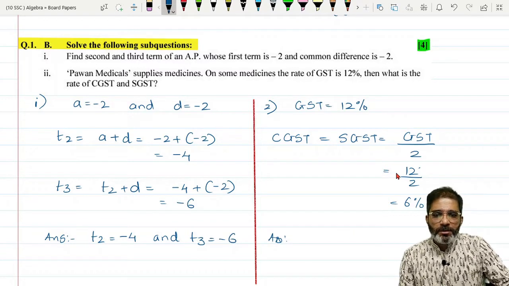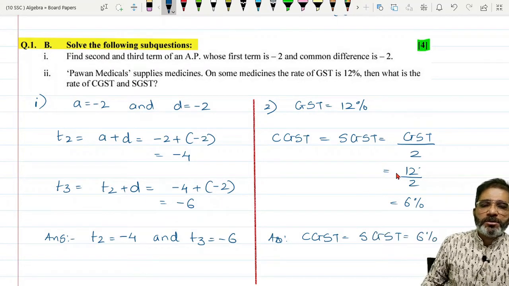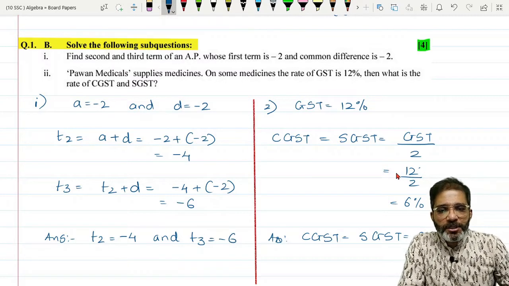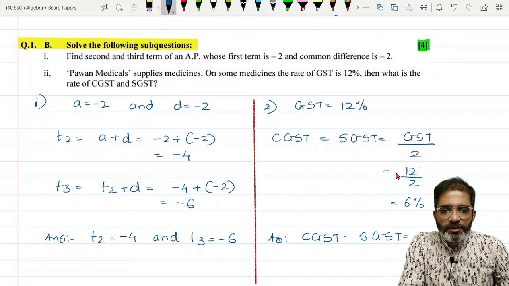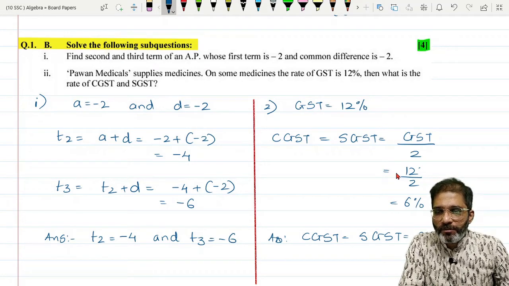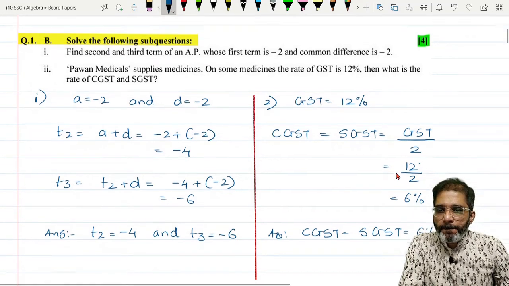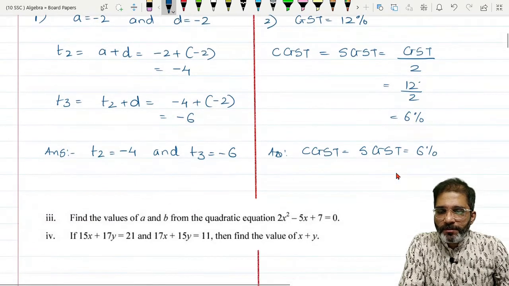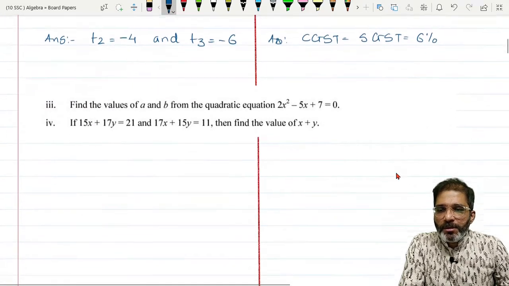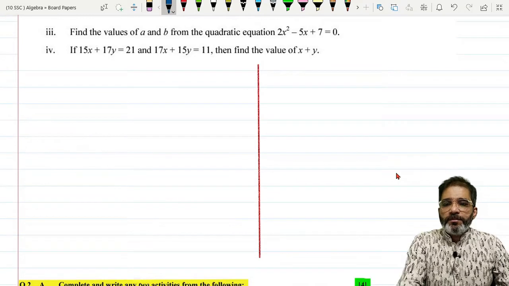Let me write properly. CGST and SGST is nothing but 6%, because half of GST is nothing but CGST as well as SGST. Okay, so these are the first two sums of question number 1B. Let's see the next two sums, the third and the fourth one.